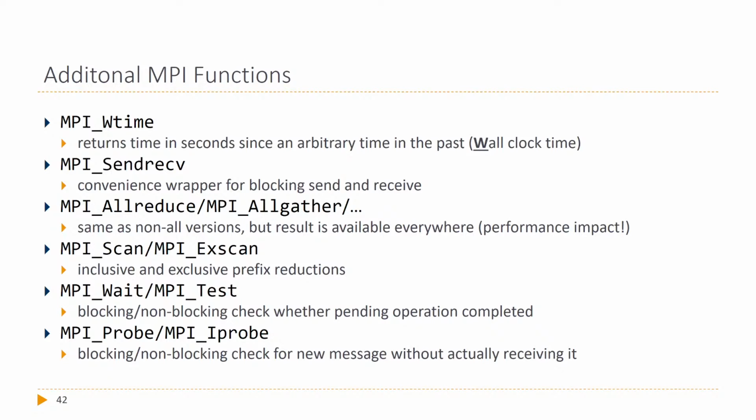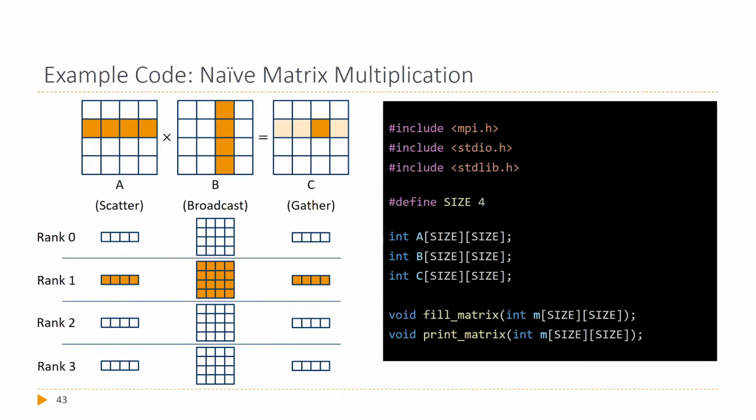Now, let's move on to the example. People like to do this with naive matrix multiplication because it's well understood. Most people know what it looks like, and it's a picture book example for different MPI collectives to be used, so why not use it myself, I thought.